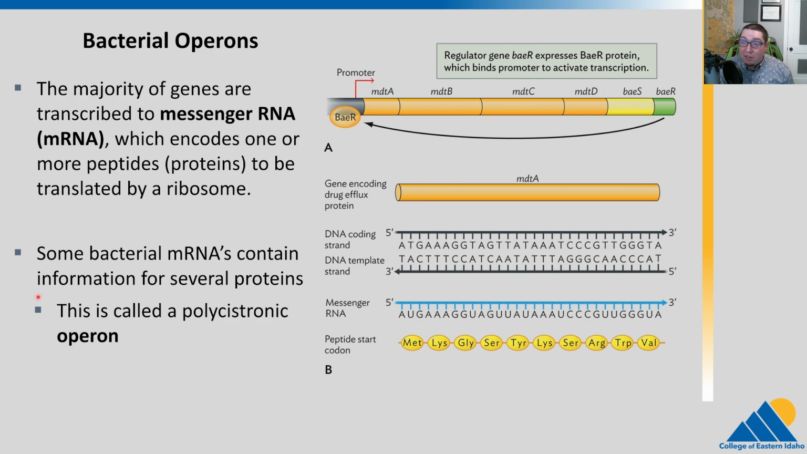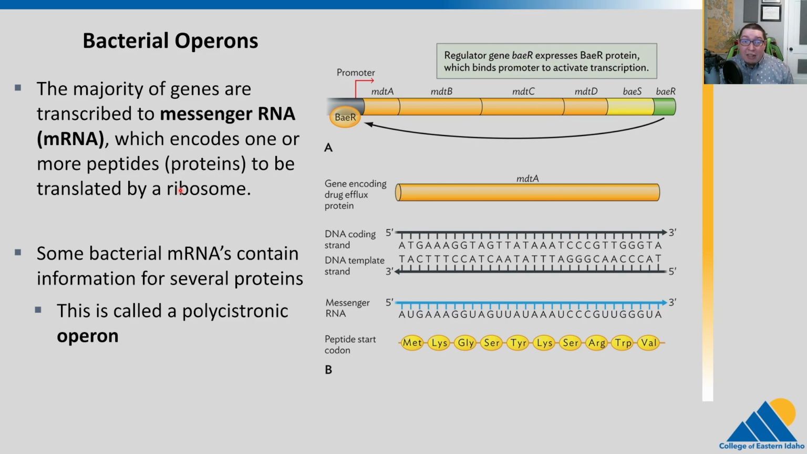We call this a polycistronic mRNA. It means it has many genes in it. So this whole thing gets made into one mRNA. And then later we will see that each of these little segments, these genes, gets translated into a separate protein by the ribosome. This operon structure is pretty unique to bacteria.